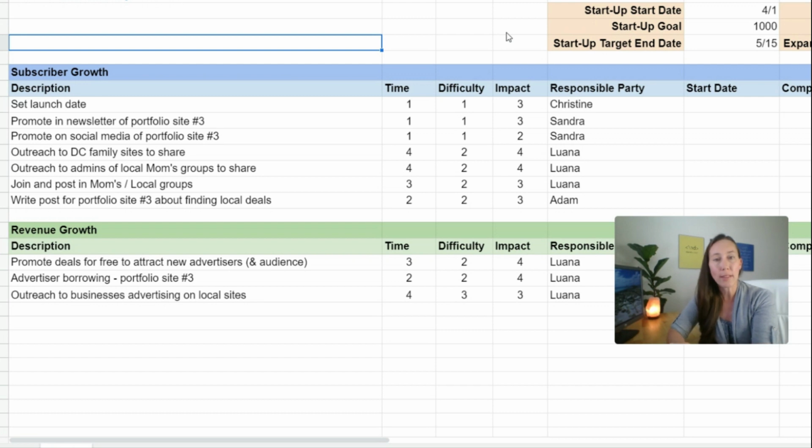Here we are scoring these on a scale of 1 to 5. With time, the least amount of time is a 1 and the most amount of time is a 5. Same thing with difficulty and impact. Difficulty is how hard it is to actually implement this strategy. And with impact, what kind of impact is this going to make? Is this really going to help us get to our goal? Or is this just going to make a small dent in the numbers we're trying to hit?